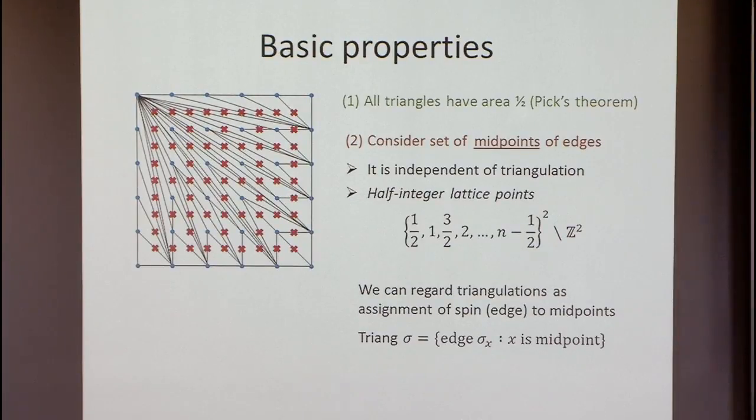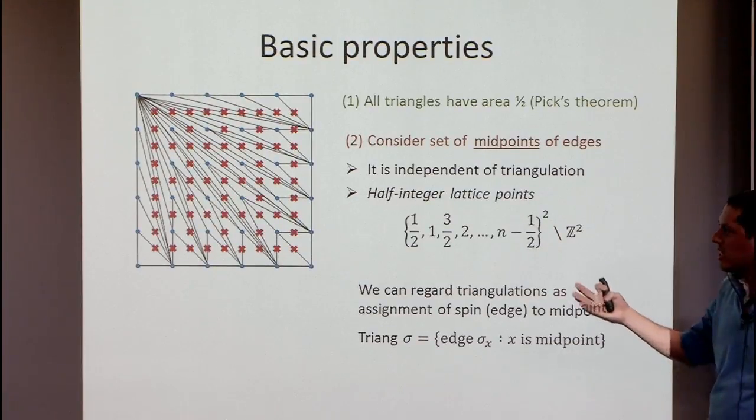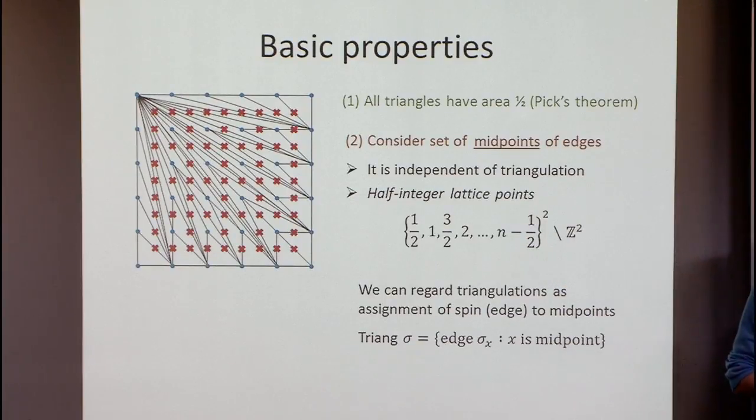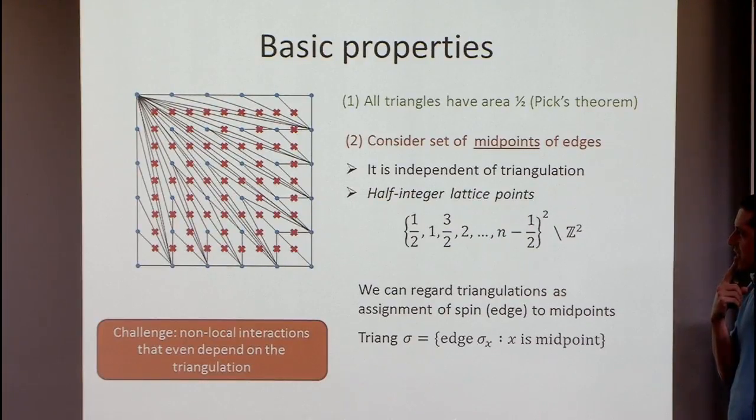Of course, there are some challenges with trying to use known techniques for analyzing spin systems on lattice triangulations. Some of the challenges are that, first, there are unboundedly many spins for each midpoint, especially midpoints away from the corners of the n by n box. So there can be order n possible spins for one given midpoint.